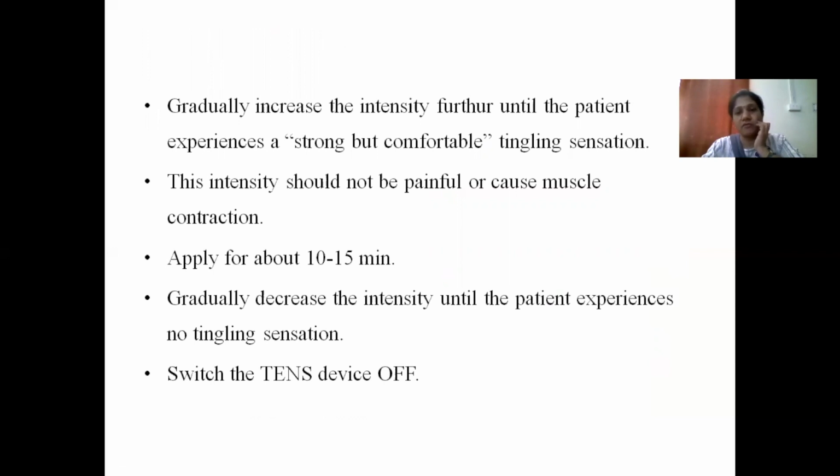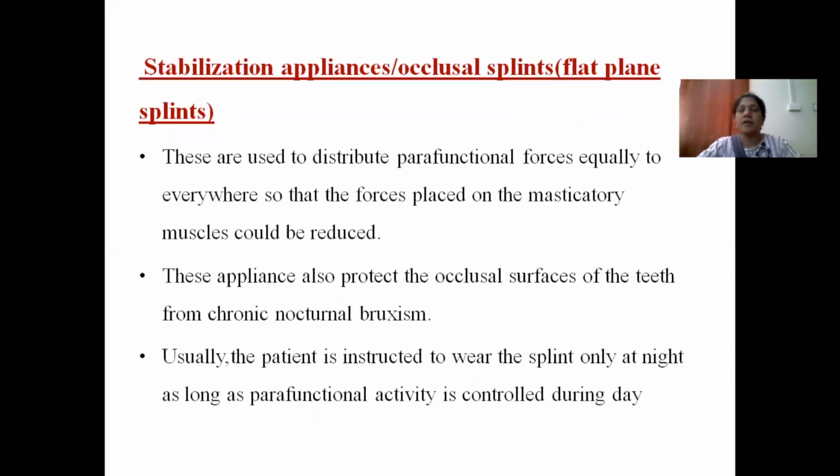Apply it for 10 to 15 minutes and gradually decrease the intensity, and then switch on the TENS unit. This has to be performed twice or thrice per week, depending upon the situation of the particular patient. The other method is stabilization appliance.